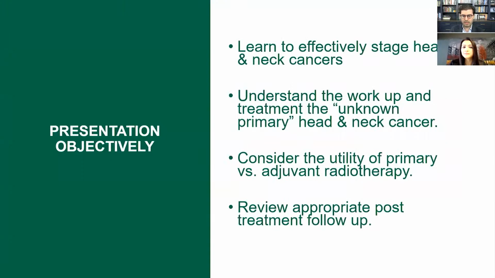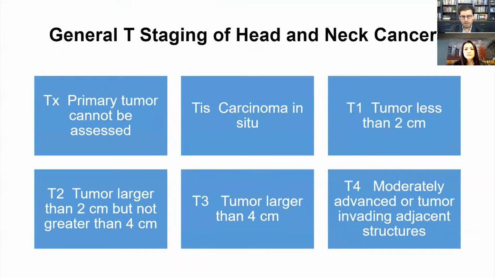So the objectives that I have listed here, first is to learn how to effectively stage these cancers, and we'll pinpoint some of the key focuses here. I put a little bit about the unknown primary, what to do about the neck mass, the neck node, how to manage that. We'll talk a little bit about when primary and adjuvant radiation are appropriate, and there'll again be some case vignettes about that. And then finally, we'll look at appropriate post-op treatment. So Hawk's going to take us through basics of staging.